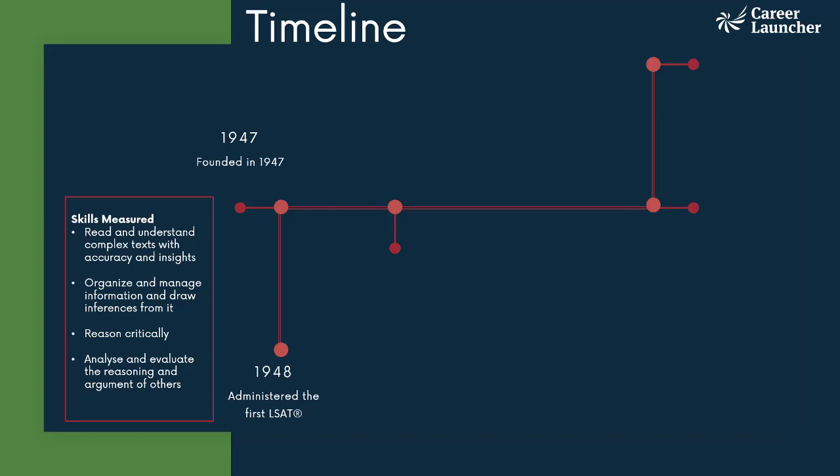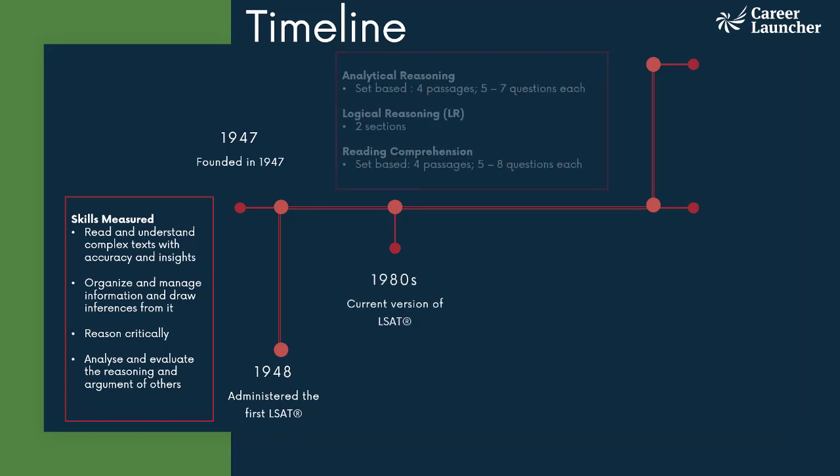The first test in 1948, I believe, had about 10 sections. It went almost the entire day. It's around the 1980s and 1990s when the current version of LSAT was launched. This test had 4 sections. 1. Analytical reasoning, set-based questions with 4 passages, 5 to 7 questions each. 2 sections of logical reasoning which test your critical reasoning skills. And a section on reading comprehension, which is set-based with 4 passages, 5 to 8 questions each.